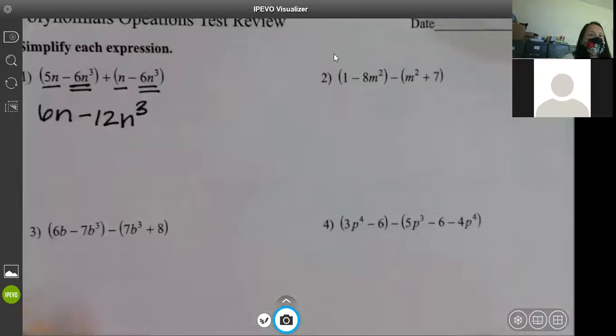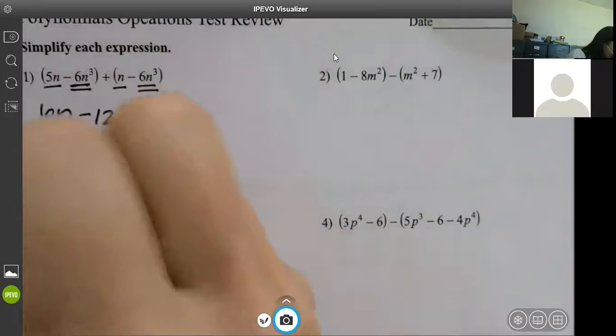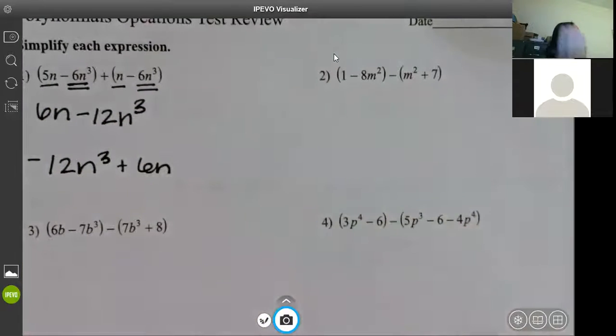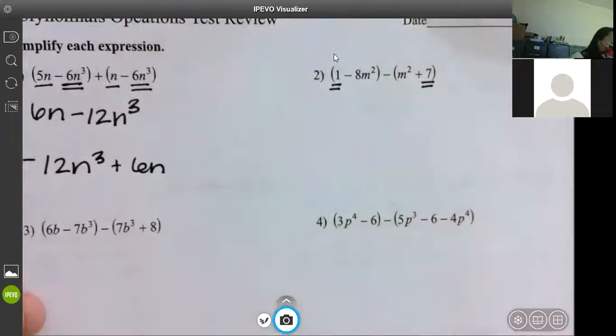Okay, so if we look at the next one, again, also it's going to be multiple choice. It doesn't matter what order it's in. So this one could also look like this. As long as you have a negative 12n cubed and a positive 6n, it doesn't matter what order that they come in, okay?